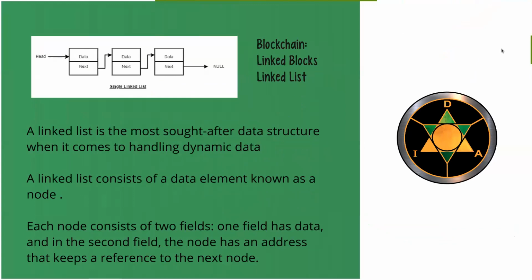So blockchain is basically a linked list where elements are blocks. Blocks are made up of transactions. We already saw that, or we can call it data.